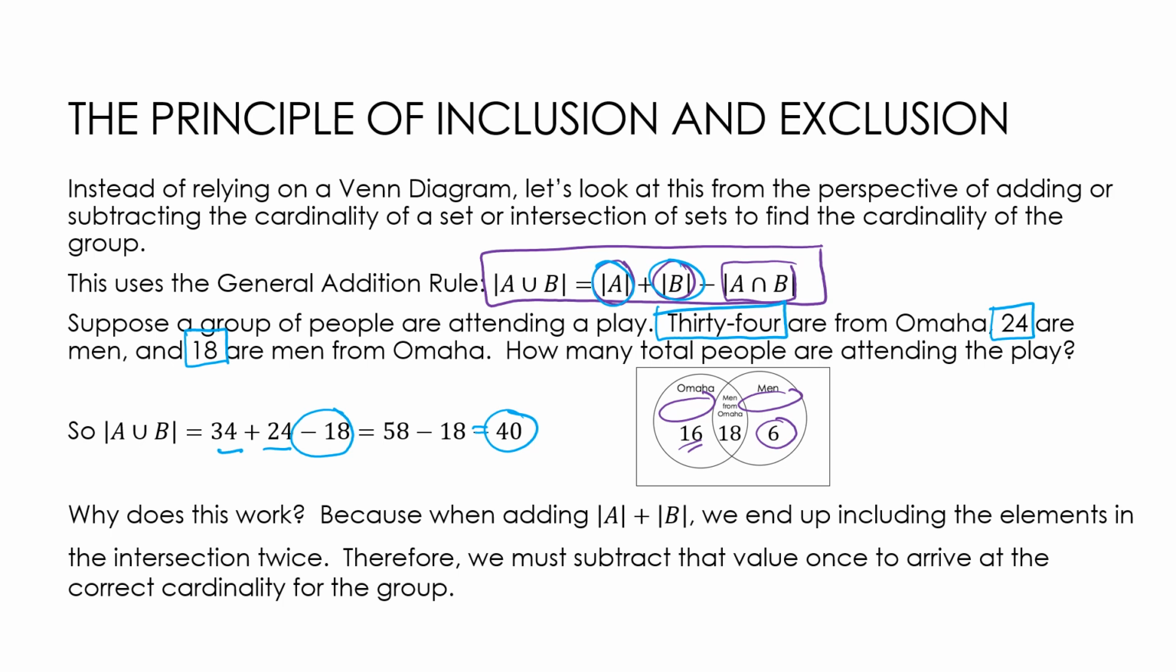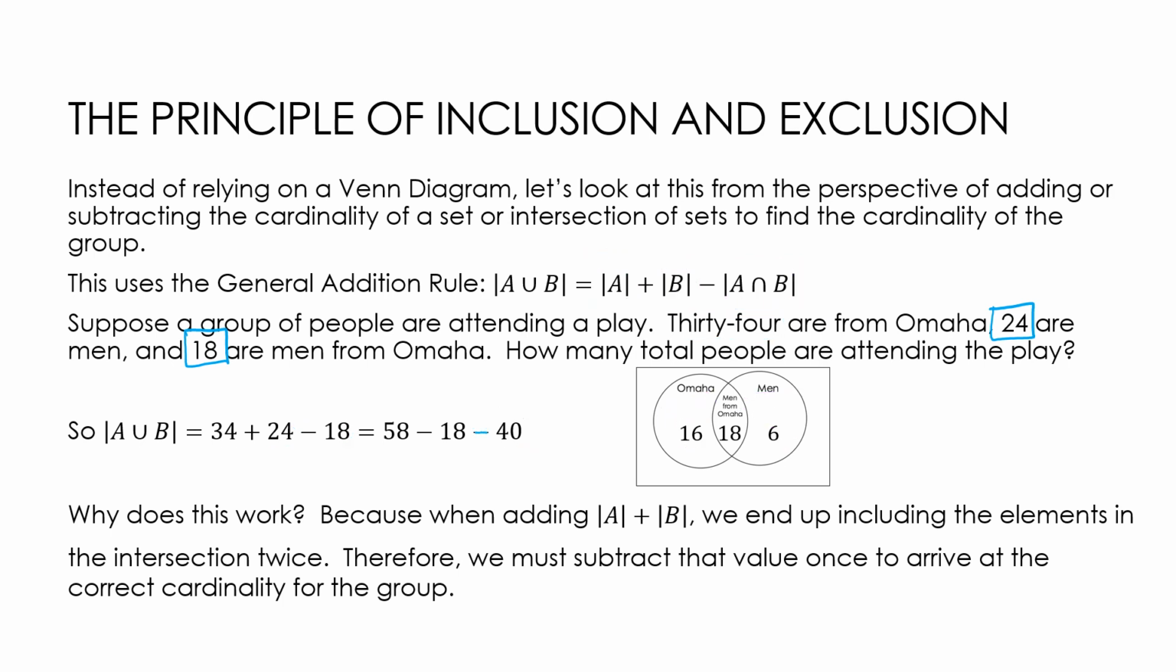Well, it works because when I'm finding, let's get rid of some of these colors, when I'm finding the number of elements in A, that's all of this. That's 34. When I'm finding the number of elements of B, which is men, that's all of this, which is the 24. And then what I'm doing is I'm subtracting this region, because as you can see, it's both blue and green, which means I've counted it twice. So what I have to do is subtract it once so that it works out to the 40 that I'm looking for.